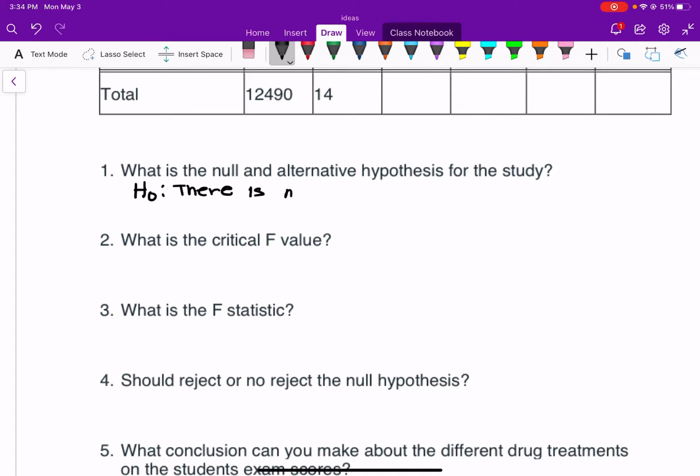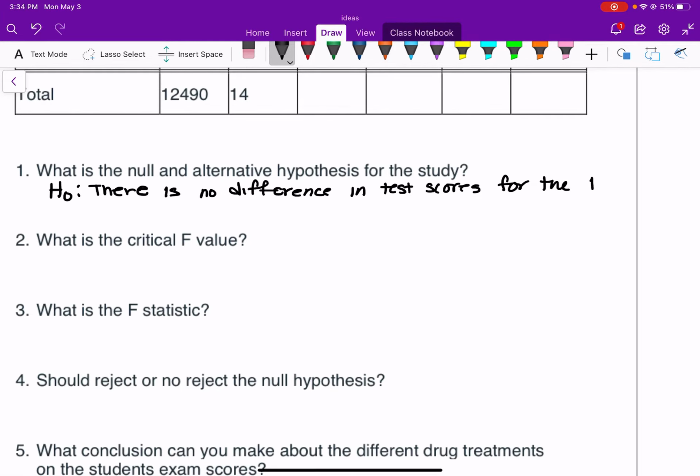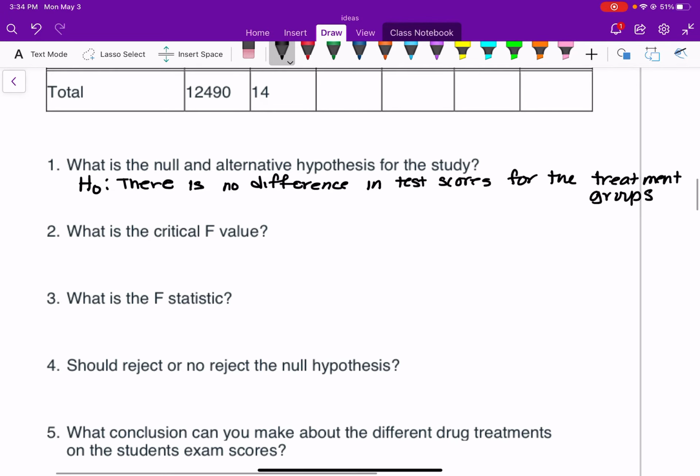is no difference in test scores for the 3 groups, for the treatment groups. Running out of room there, so kind of work that. Okay, so that's one option, is that there's absolutely no difference in the test scores. So that's one way we can write that in words.